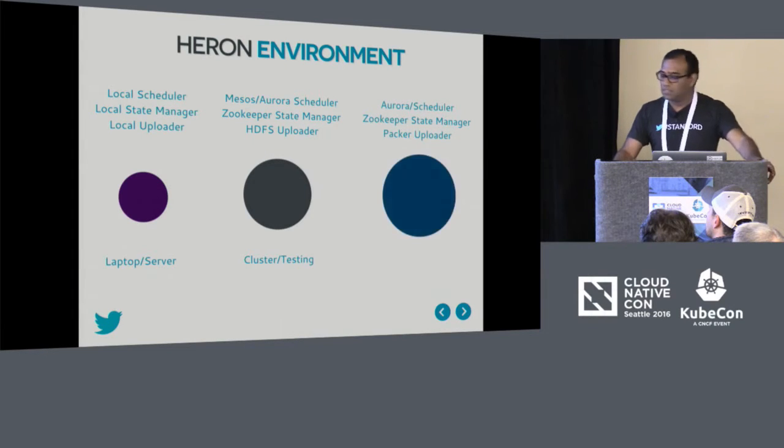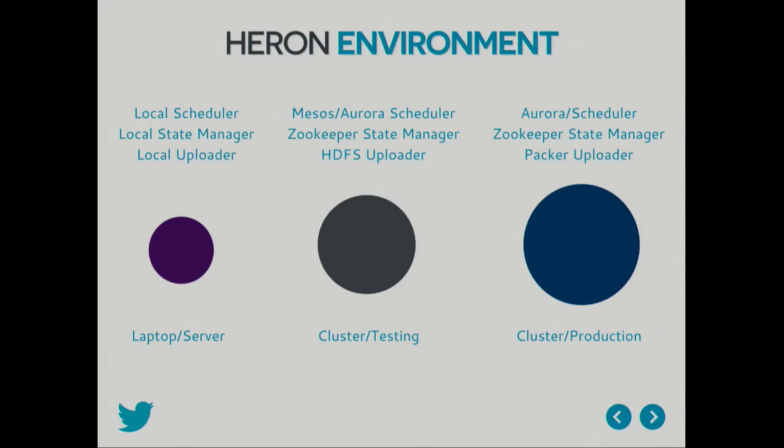Then the production environment is purely Aurora, and Zookeeper is the state manager, along with the Packer uploader, which allows you to do version management. If you're uploading your job several times, it keeps a version of it so that if something happens in the new deploy, you can roll back. Those kinds of things you can do.